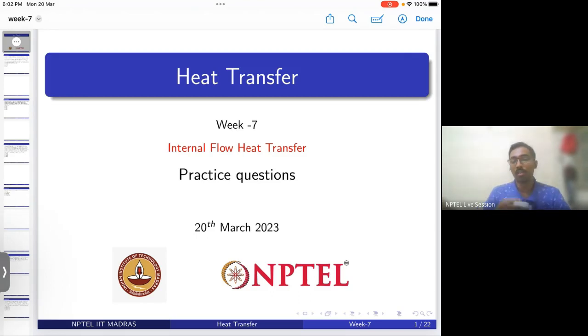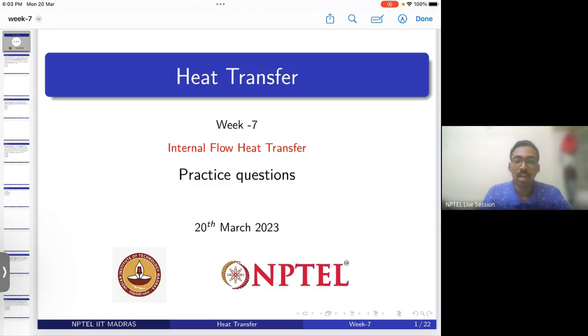Let's have a brief recap of the concepts discussed. In the previous week, we discussed external flows, where the flow is through a flat plate. But in week seven, the main topic was internal flow, or the flow through a confined boundary, which generally means the flow through a pipe.